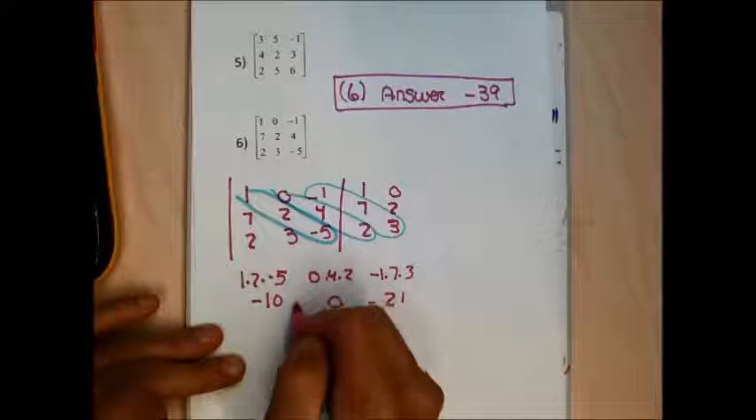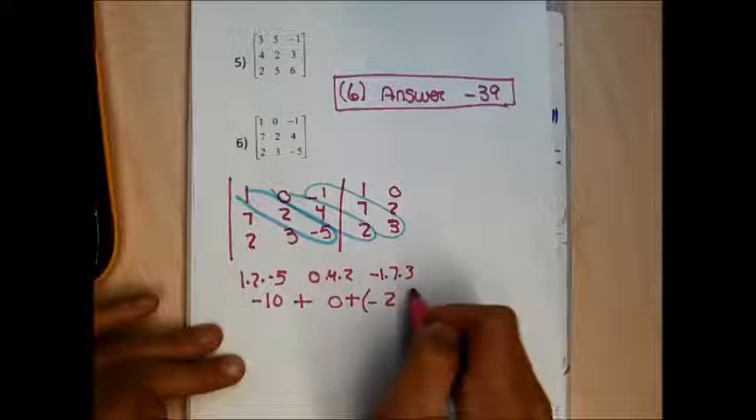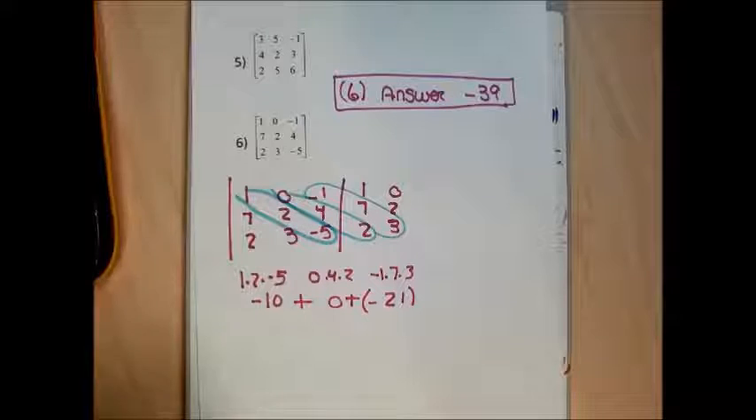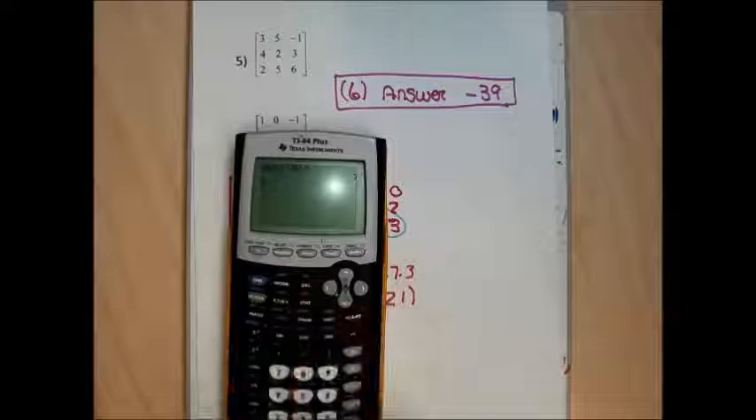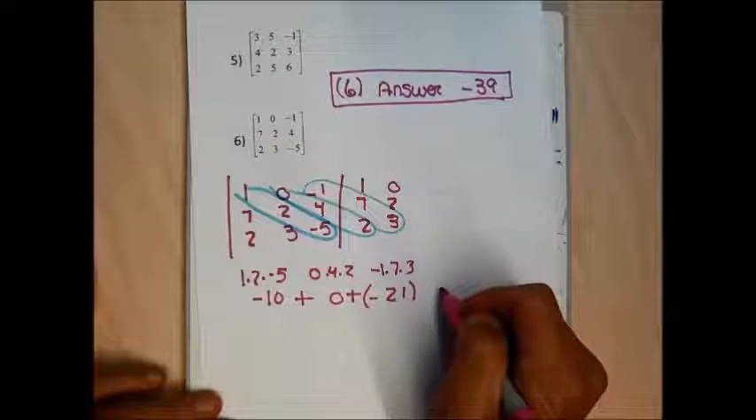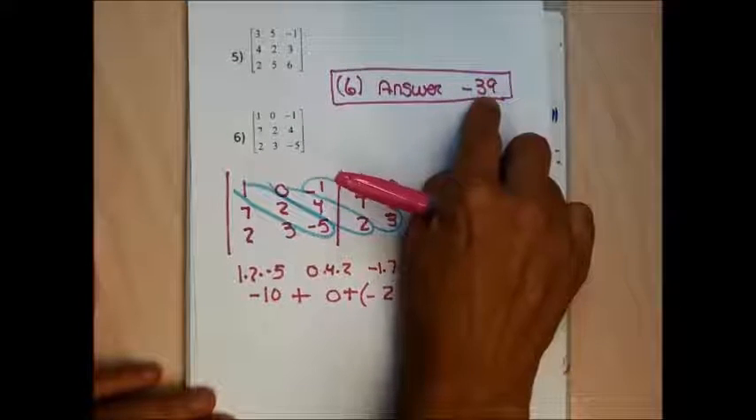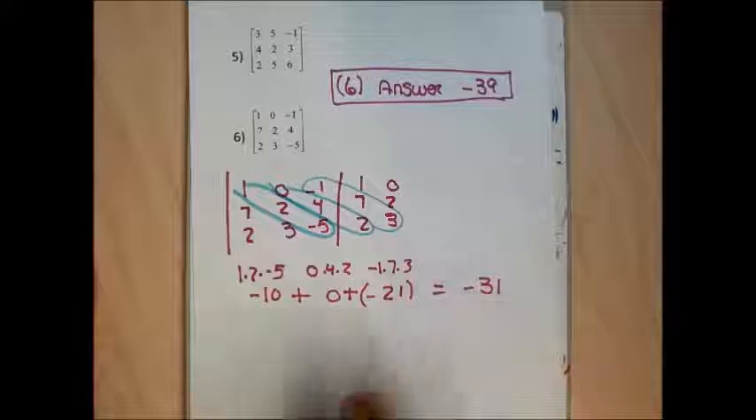I want to add these numbers. I'm going to go negative 10 plus 0 plus negative 21. Let me do that real quickly. Negative 10 plus 0 plus negative 21, and I get negative 31 for this computation. The value of the determinant is negative 39. That's not correct yet because I'm not done yet.